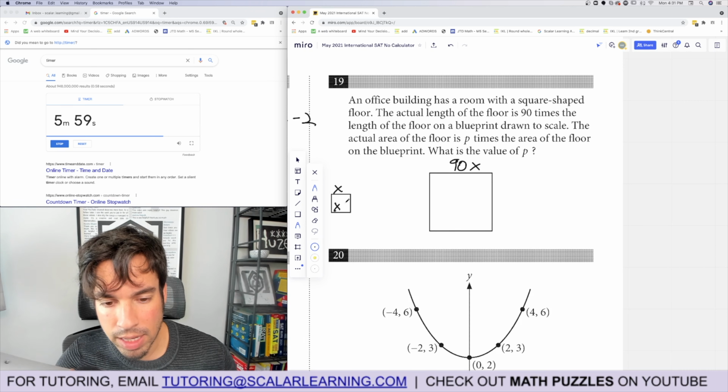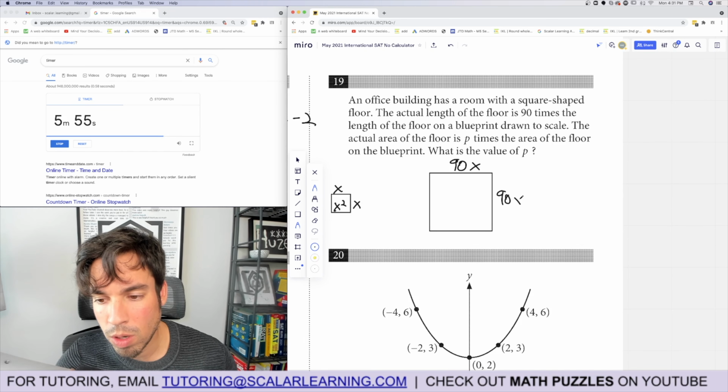So this one has an area of x squared because it's a square, right? x times x is x squared. This is a square as well. What's the area of the real deal relative to this guy in terms of x? Well, what's 90 times 90? Well, instead, what's 9 times 9? 81. And then just add the two zeros.